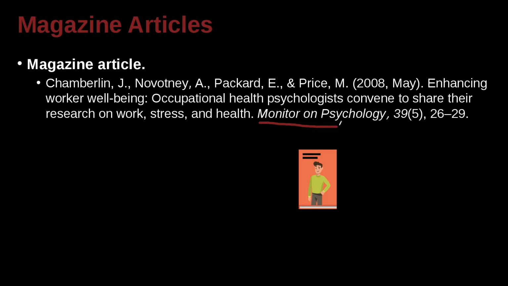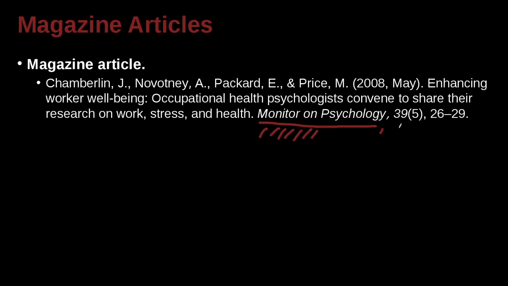Here we have the name of the magazine, and you can see that it again is italic, that is just like being underlined. We have a comma. 39 is also italicized at that angle. And then parentheses, no space before, no space inside. 5 is the actual issue number. So we have like a volume number and an issue number.